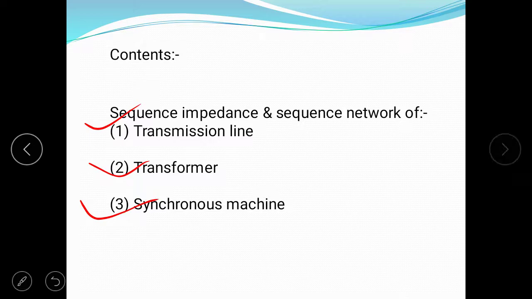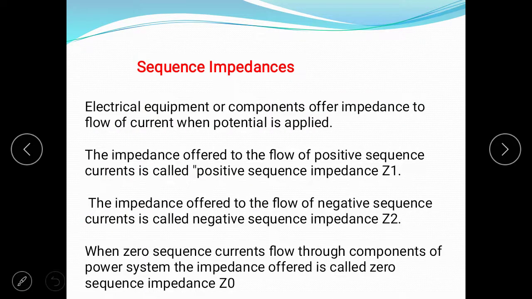So first we discuss sequence impedances. What is sequence impedance? In the previous lecture we studied sequence components. So sequence impedance is offered by the sequence components, meaning when a sequence component current flows in a circuit, it produces sequence impedance in that circuit.